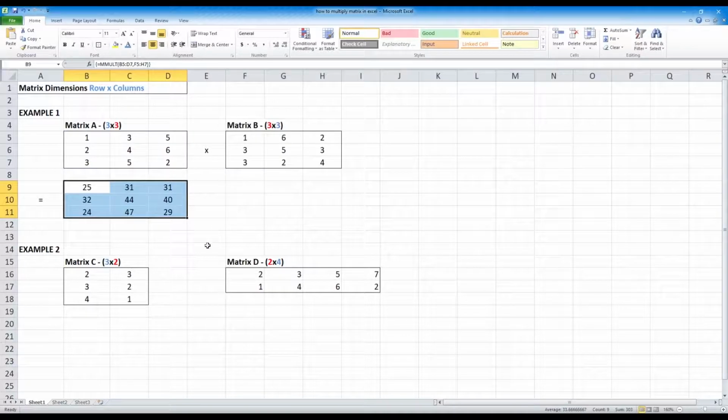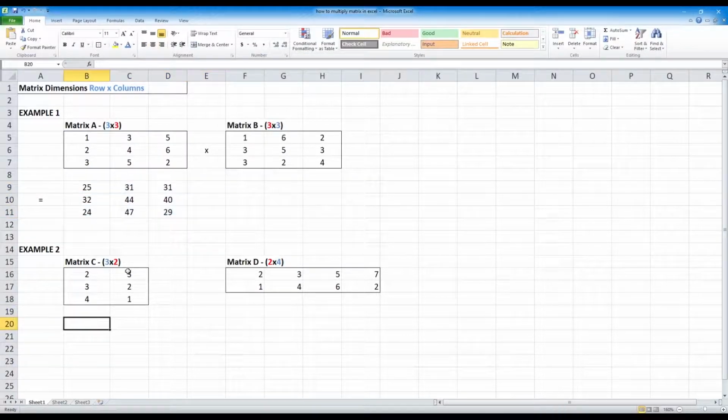So for example, question 2, the matrix is now 3x2 times 2x4, and you can tell it's possible because the columns in the first matrix equals the number of rows in the second matrix. And the final dimensions will be a 3x4. So what you do is highlight 3x4.